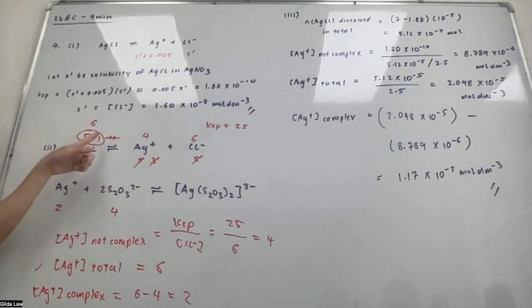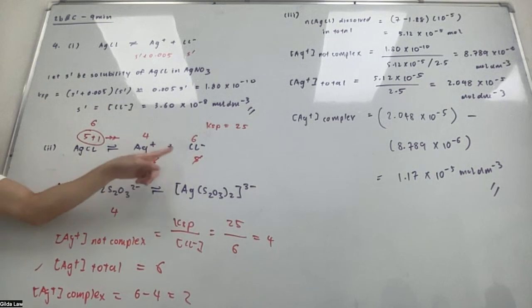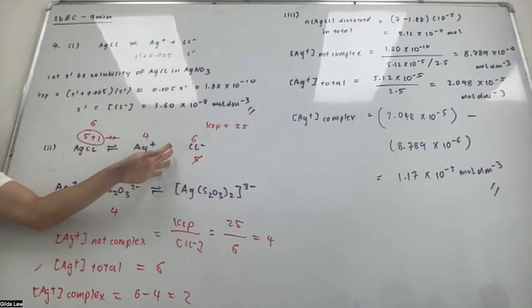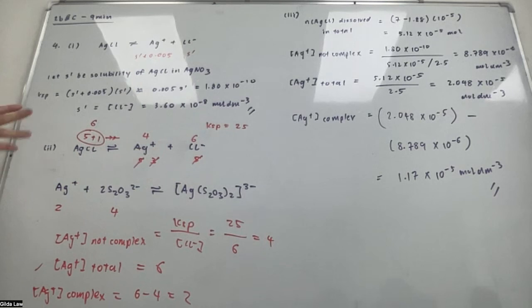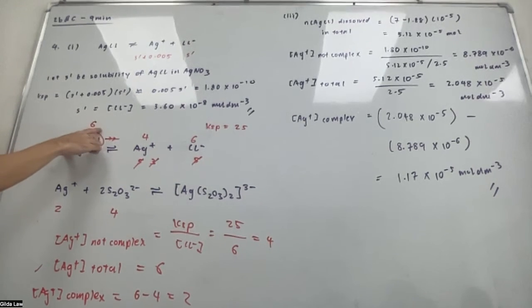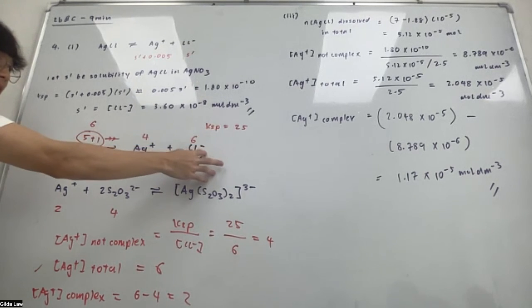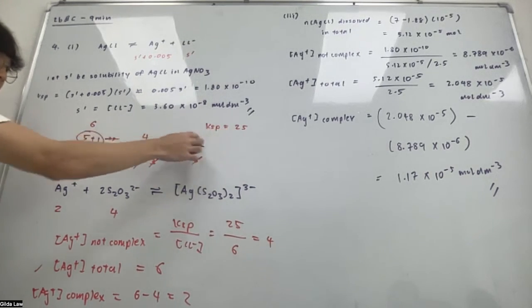I dissociate only 1 more, such that this one becomes 4, 3 to 4, 5 to 6. So 4 times 6 equals 25, pretty much. Basically, what we calculated is the total AgCl dissolved. That's what the question gave me. That is the same as Cl-. I can take Ksp divided by Cl-, 25 divided by 6, to give me 4.